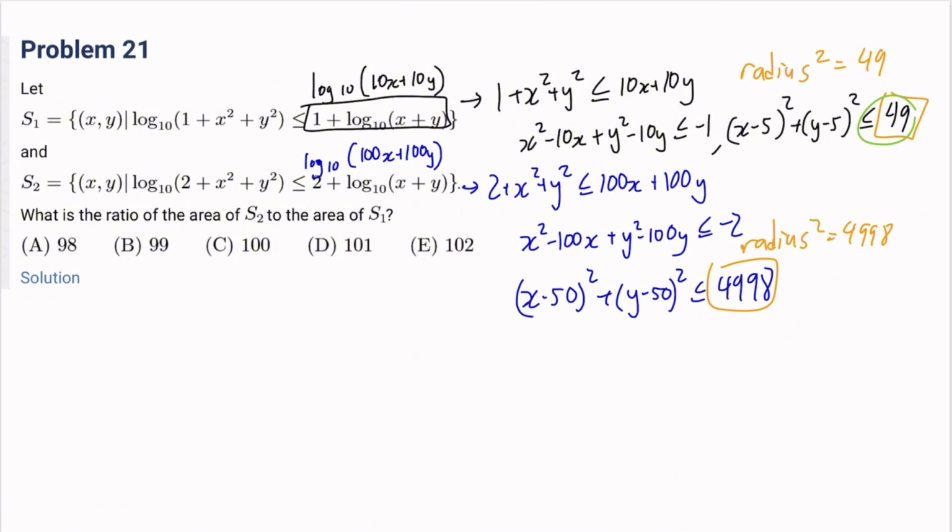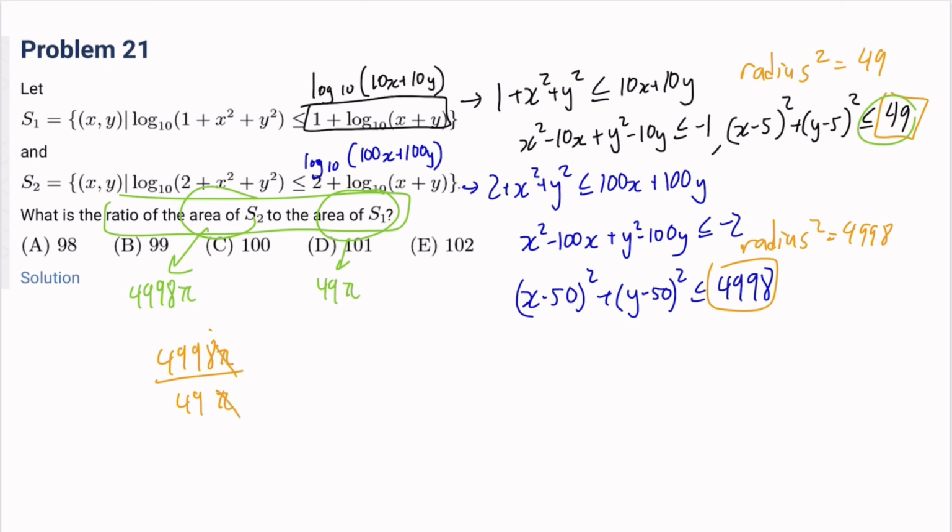And then lastly, it said it wanted the ratio of the area of S2 to the area of S1, right? The area of S2 is 4,998 pi, because the radius squared is 4,998, and then we just have to multiply pi to that. And the area of S1 is just 49 pi. And so we want the ratio of those, so that will be 4,998 pi over 49 pi, and so these pi's cancel. This is 49 times 98, so that gives us 100, and this gives us 2, right? So this is going to be equal to 102, so that's the answer, it's E.